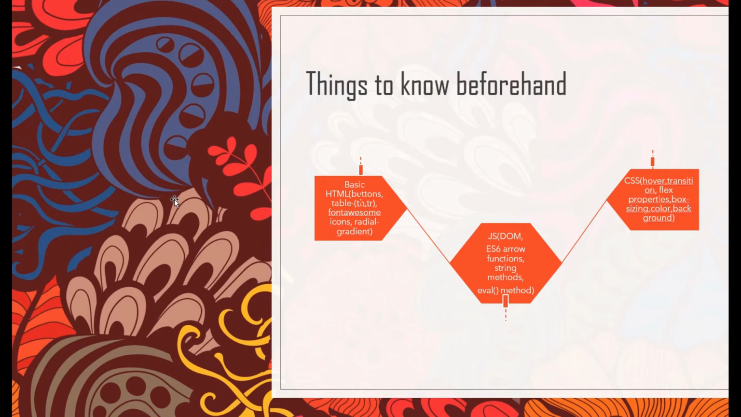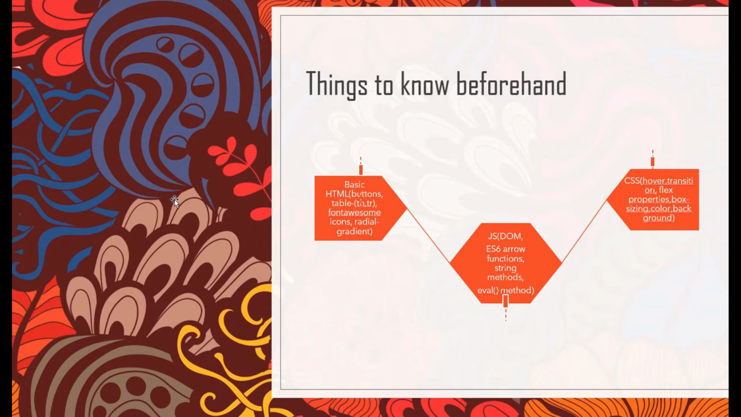And also for different icons, I'm going to use Font Awesome icons. I'm going to show how we download them and how we use them in our HTML code, and everything related to Font Awesome, how we style them and everything. And also we need to have the knowledge of radial gradient. I will be using this for our background color, in order to have a different variation of color.